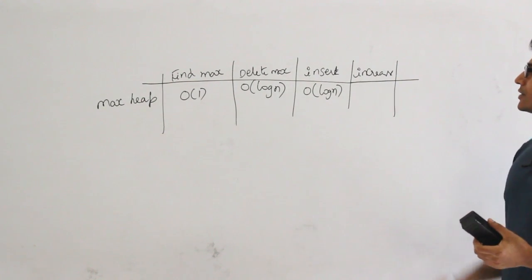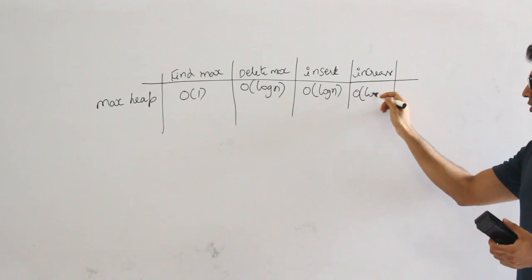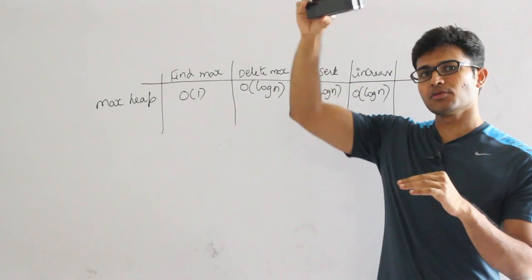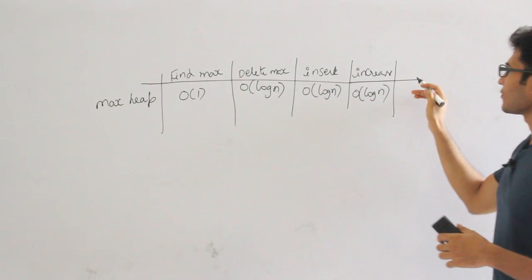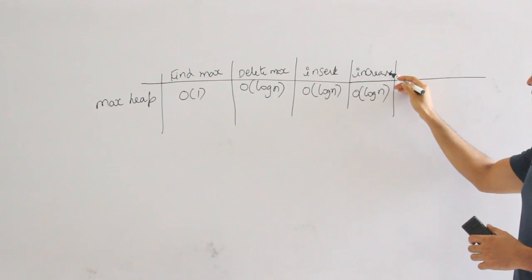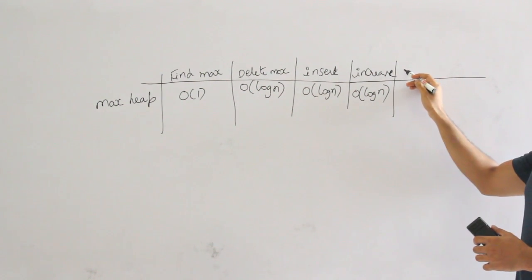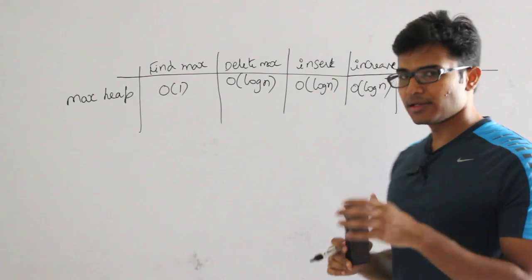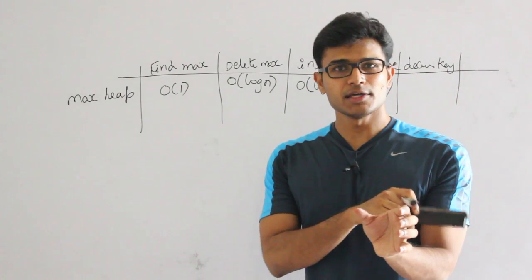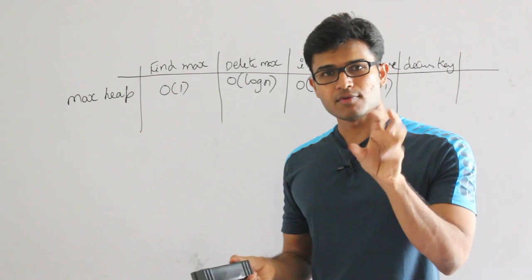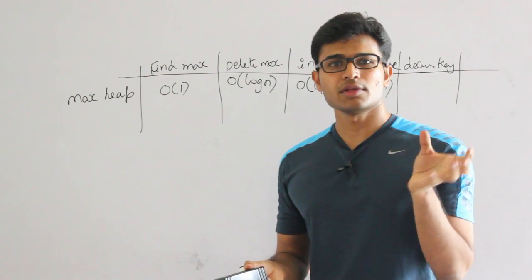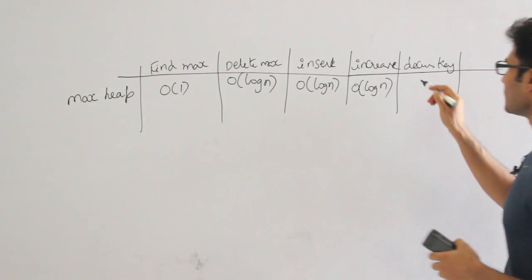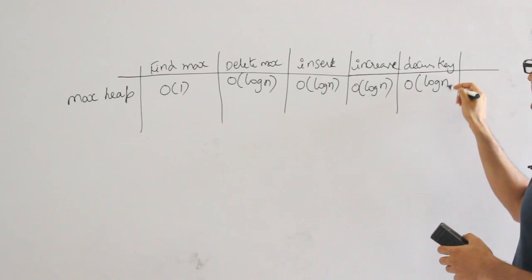We have seen that increasing the key is going to take order of log n, because in the worst case we might increase the value of a leaf and the leaf might have to travel to the top. Therefore it is going to take order of log n. And let us say we decrease the value of a key. If we decrease the value of a key, the left subtree is going to be a max heap and the right subtree is going to be a max heap, but the value at the root may not follow the max heap property. Therefore we might have to call the max heapify function, for which the time taken will be order of log n, right?